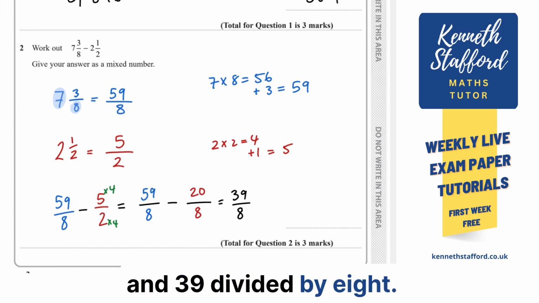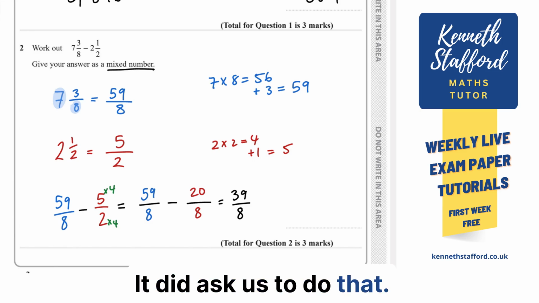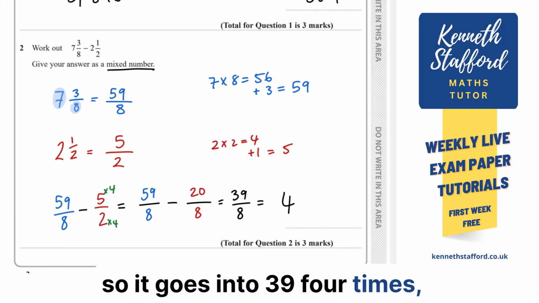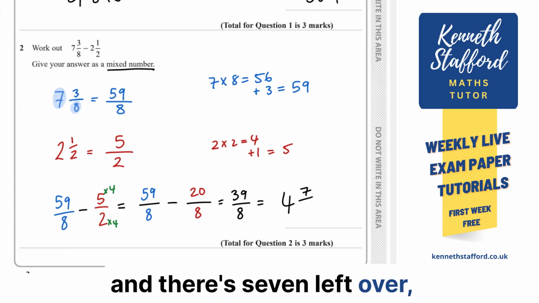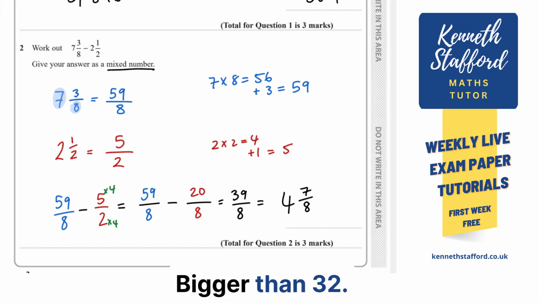And 39 eighths, we've got to convert it back to a mixed number. It did ask us to do that. 8 goes into 32 4 times, so it goes into 39 4 times. And there's 7 left over because 39 is 7 bigger than 32. So there's our first 2 answers.